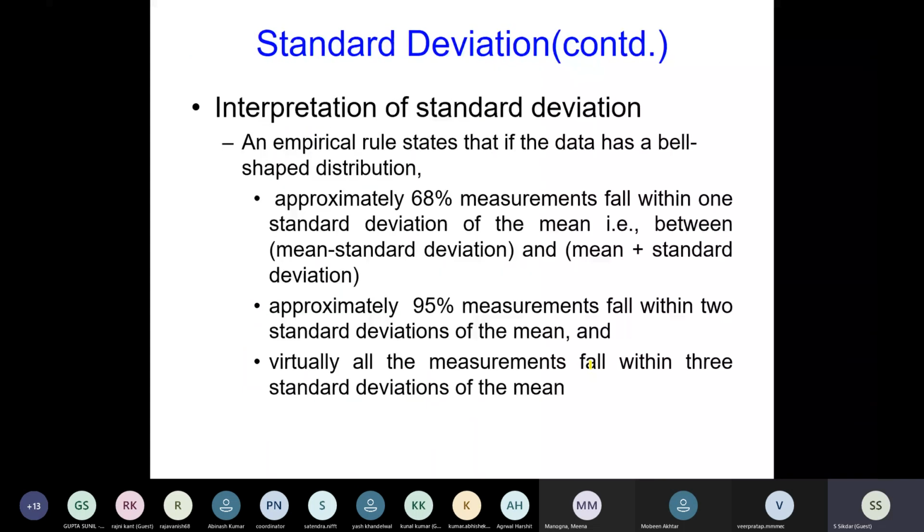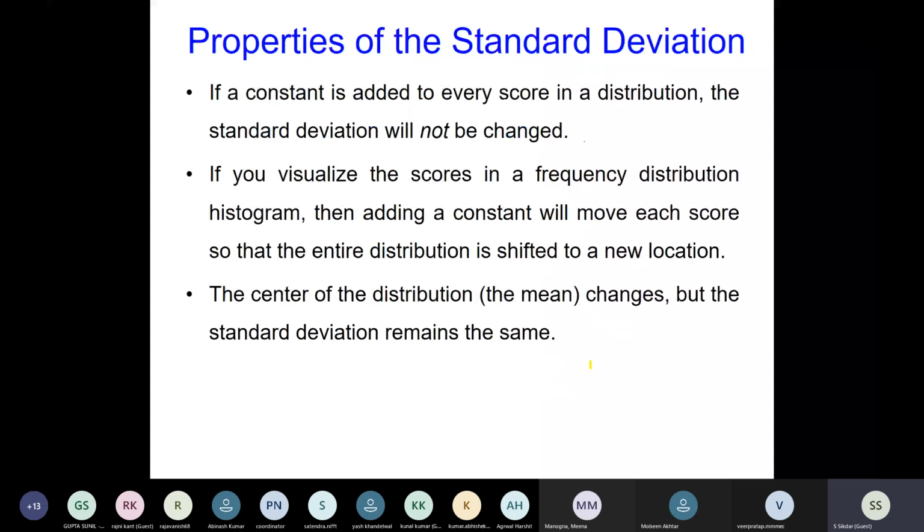Now, I think I'll come up with these values, 68%, 95%, when I'll be talking about the binomial. I don't want to go into details. There are a couple of properties: if a constant is added to every score in a distribution, the standard deviation will not be changed. That is one of the properties of standard deviation.